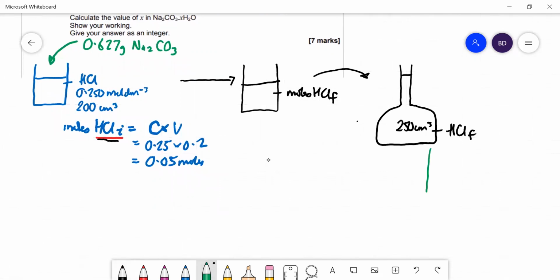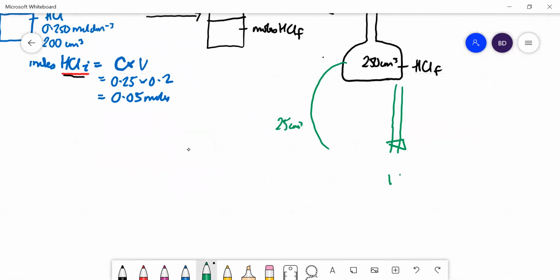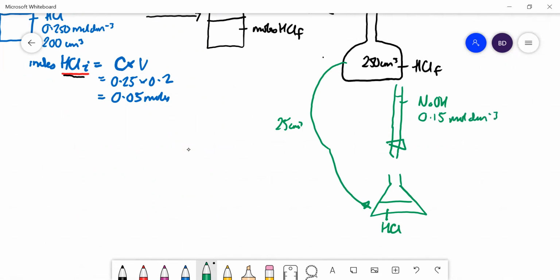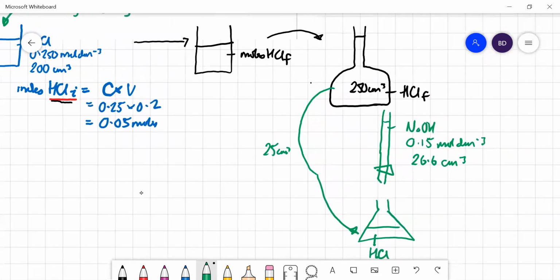So here's the titration. Here's our burette. And we're going to take 25 of that out and put it into a conical flask. And we're going to titrate this, so that's HCl, against NaOH. The concentration of the NaOH is 0.15 mole per decimeter cubed, and the volume we require is 26.6 centimeters cubed.